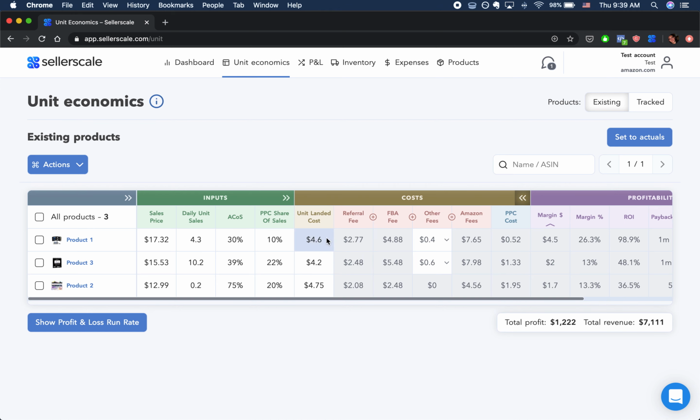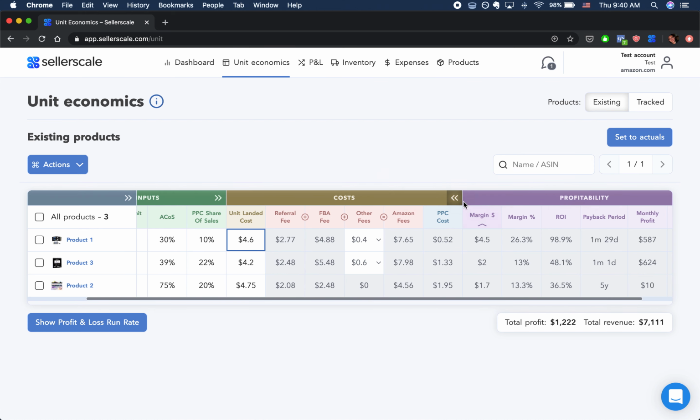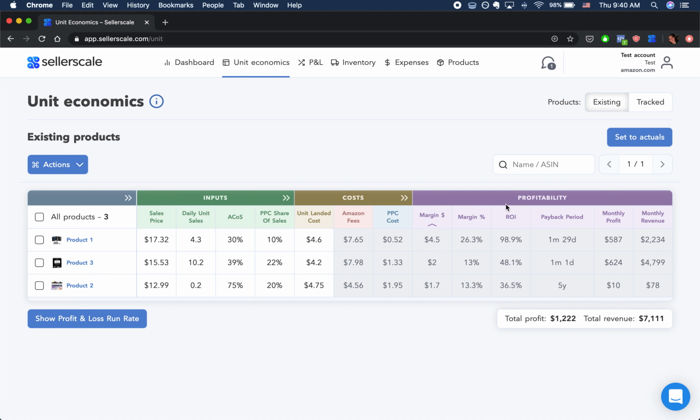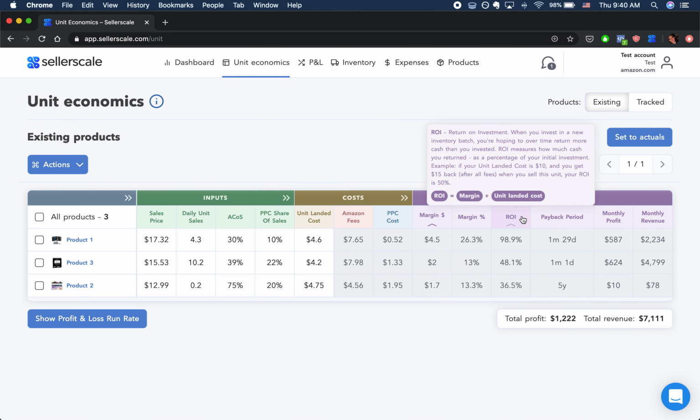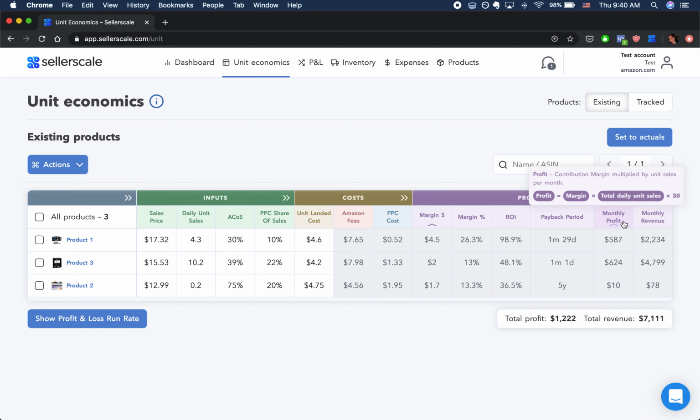The unit landed costs we input manually, and the rest of all of your costs, the Amazon fees and the PPC costs essentially, are all pulled up automatically. And then we have our profitability metrics on the right over here in this section. So we have our margin, ROI, return on investment, our payback period with a long formula, but it's actually just the number of months essentially that it takes to recover your initial investment in the inventory, and then your monthly profit and monthly revenue. Okay?